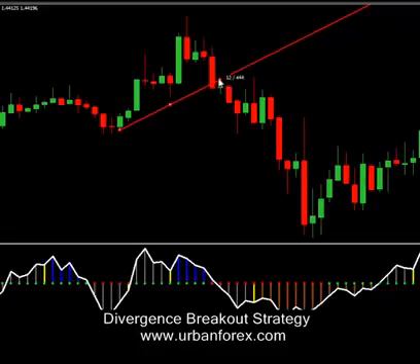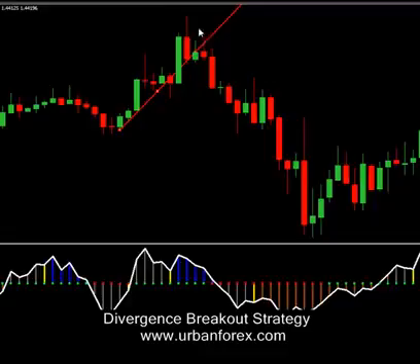Okay? And if the trend line is very steep, something like this, then I would keep my stop on the highest possible swing high, the closest to the trend line. Okay, so that pretty much concludes how you can trade this divergence breakout strategy.